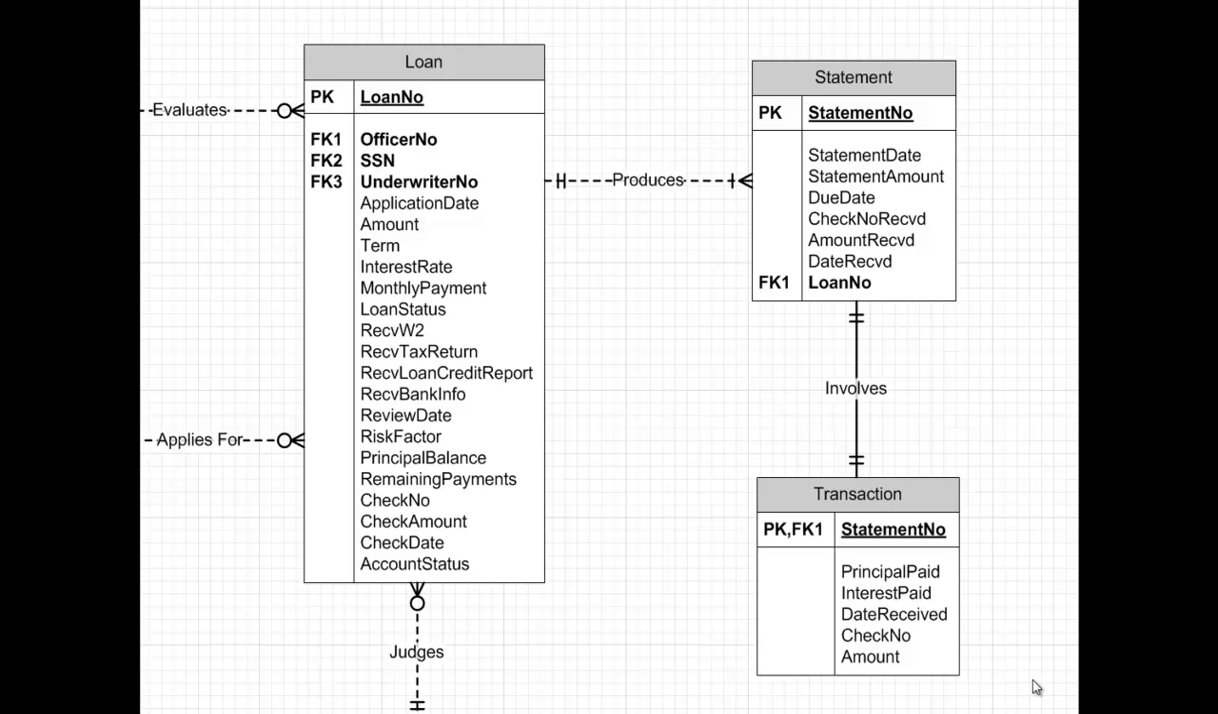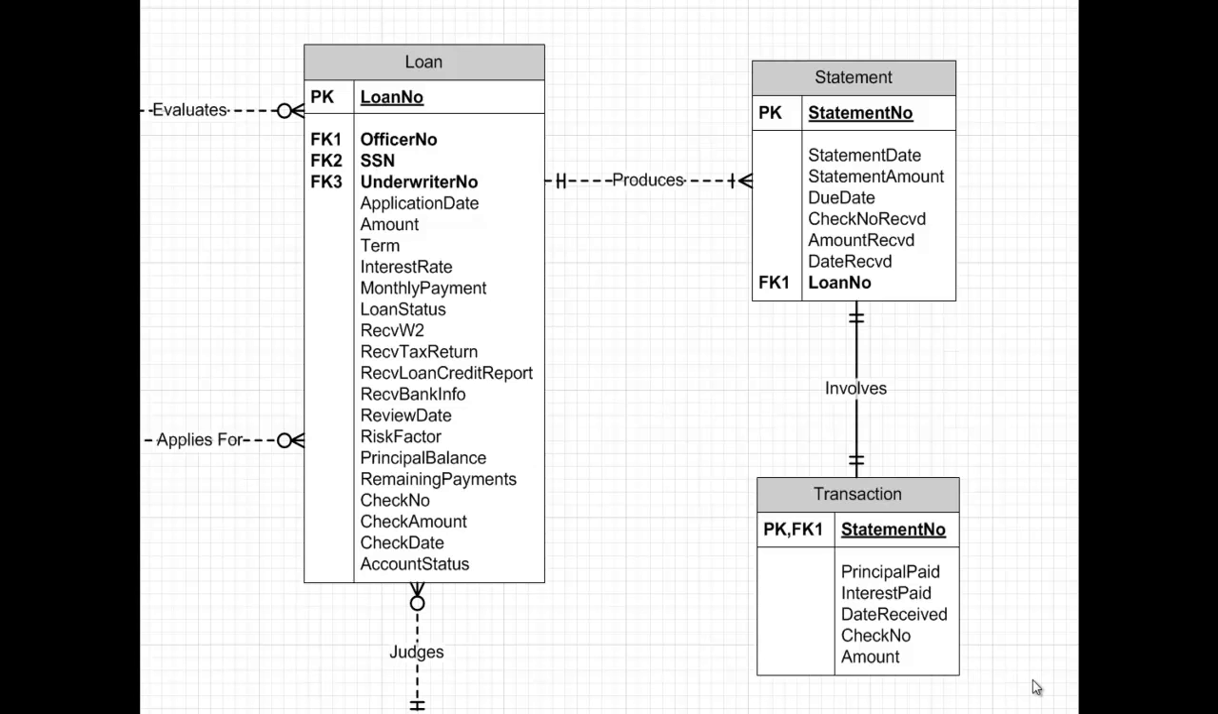You'll also notice that the primary key of transaction is the same as the primary key of statement. In this scenario, the primary key of transaction, statement number, is also a foreign key back to the primary key of statement.